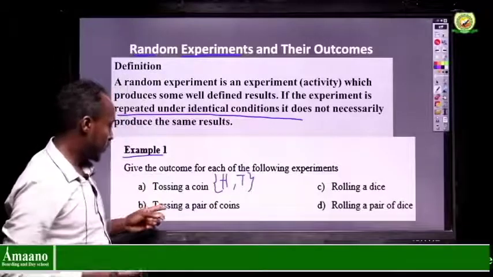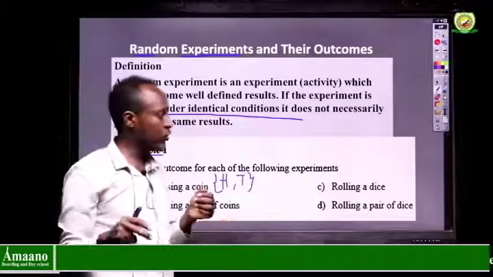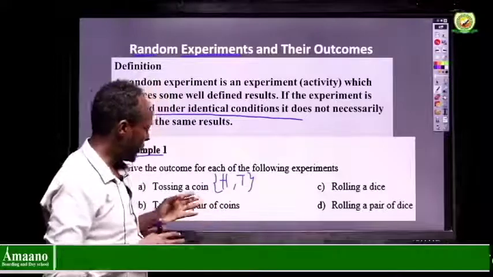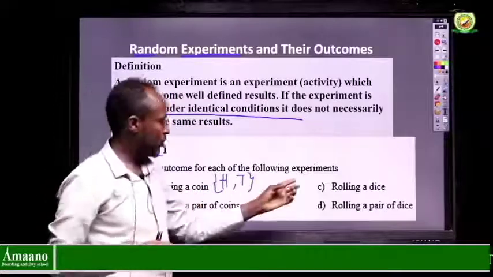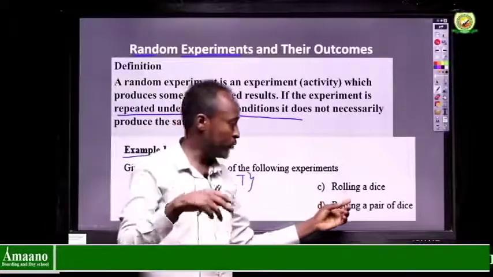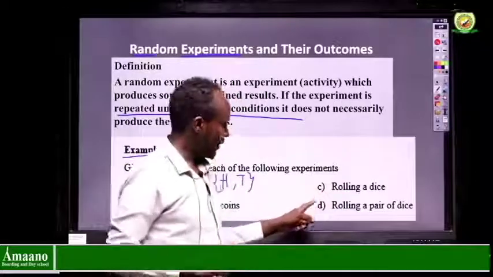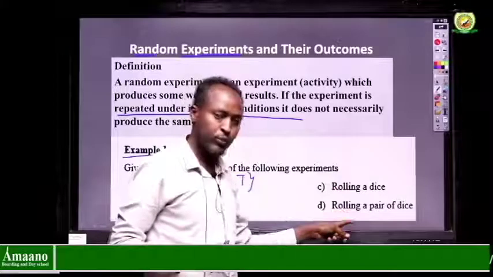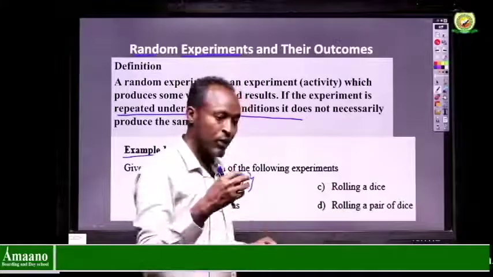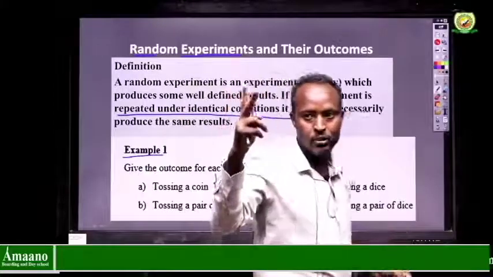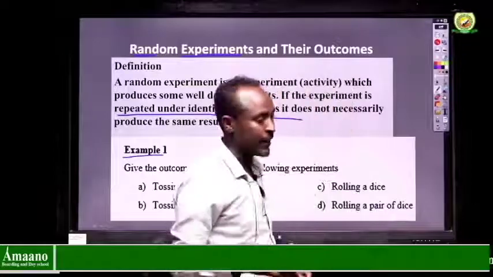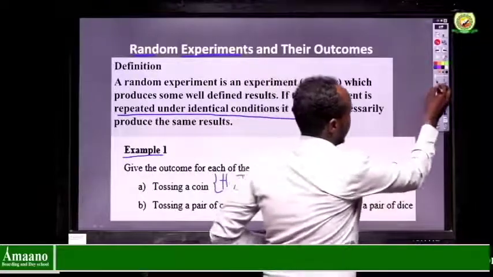Number B, tossing a pair of coins. If we toss 2 coins together, what will be the outcomes? Number C, rolling a die. We are supposed to list the outcomes of rolling a die. Number D, we are supposed to list the outcomes of rolling a pair of dice. Okay, we will proceed.